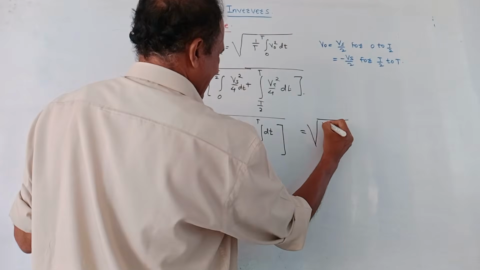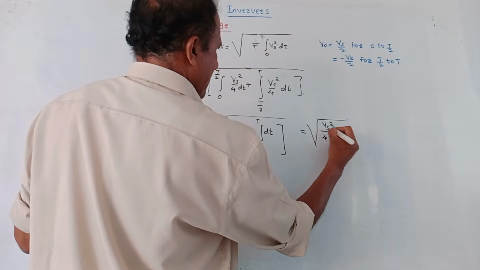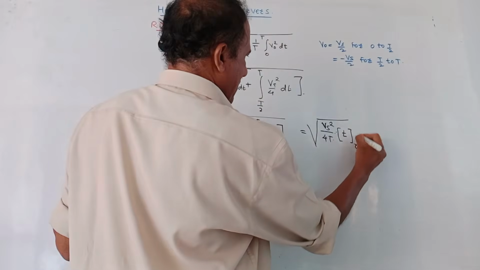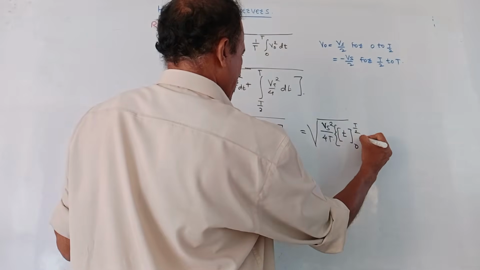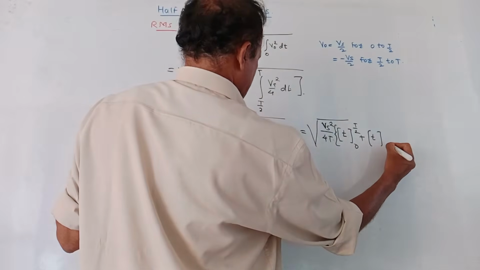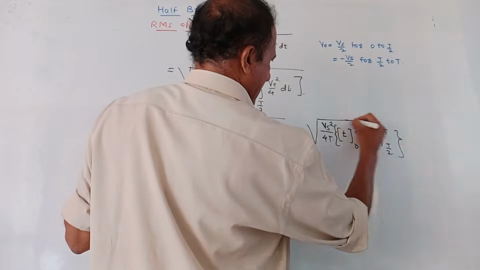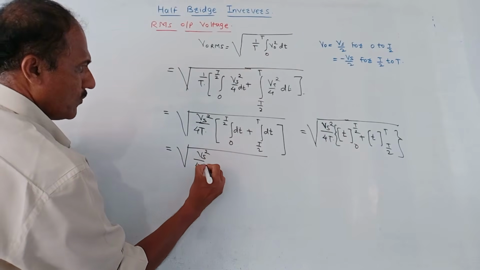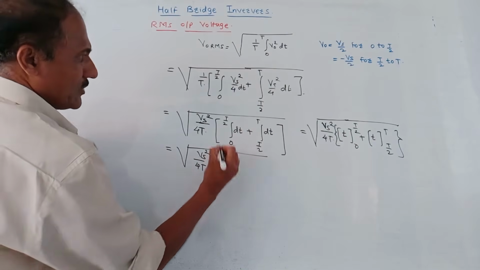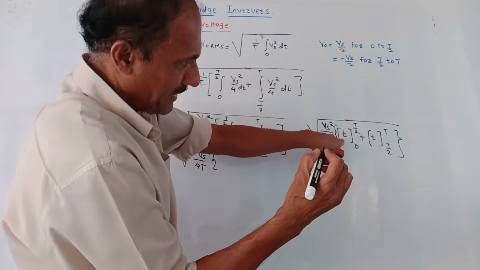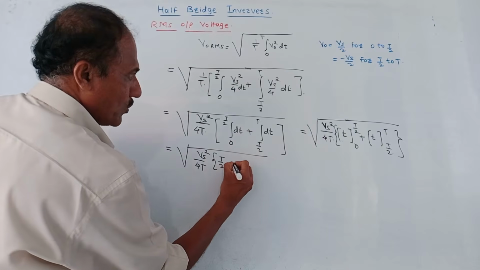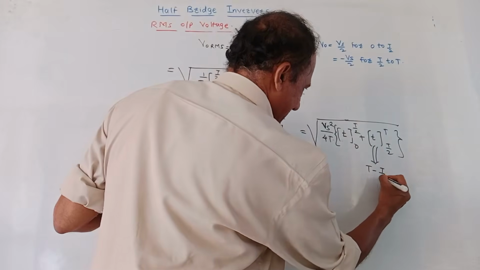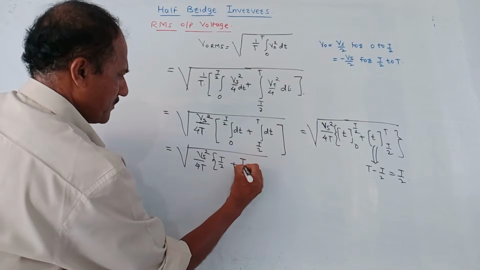It remains as it is, Vs square upon 4T, into the first integration of dt, which is t, with limits 0 to T by 2. I will mark one more bracket, plus this integration is again t with limits T by 2 to T. This can be written as under root of Vs square upon 4T, and this answer is T by 2. In place of t, we put upper limit minus lower limit, which is 0. So this becomes T by 2 plus, this term becomes T minus T by 2, so it becomes plus T by 2.